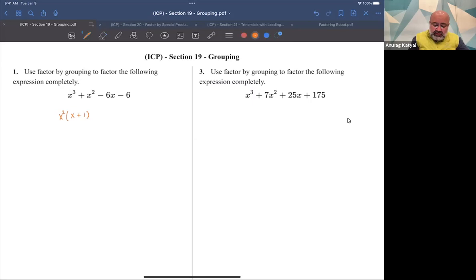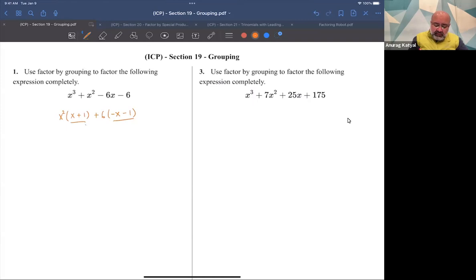Now we look at the next 2 terms, taking care that whatever we put inside parentheses has to match this. So you have 2 options here. You can either factor out a 6 or a negative 6. How do you know which one to use? Well, let's factor out a 6 first and see what happens. If I factor out a positive 6, I open parentheses. How do I know what goes inside? I divide the terms by the GCF. Negative 6x divided by 6 would be negative x. Negative 6 divided by 6 would be negative 1. Now, these 2 terms don't match. So that means this was the wrong choice.